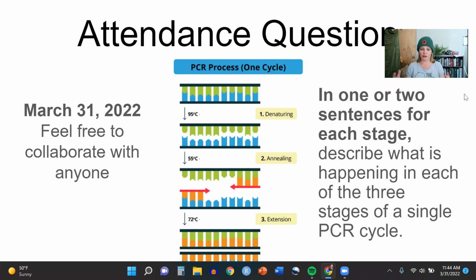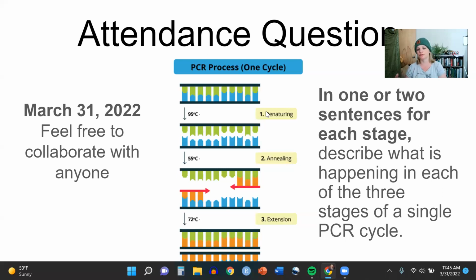So I started class by going over this question. This was the question that most people got wrong on the quiz. So I wanted to give you guys another chance to review this material. So for your attendance for today, which is March 31st, I want you to tell me what's happening in each of these 3 stages in PCR. What's happening during the denaturing stage? What's happening during the annealing stage? What's happening during the extension phase?